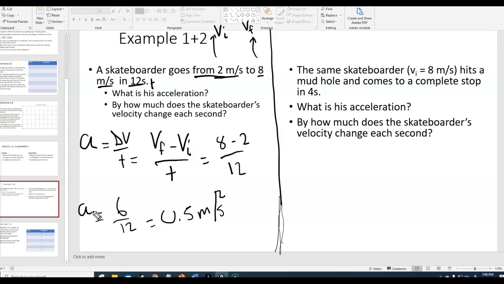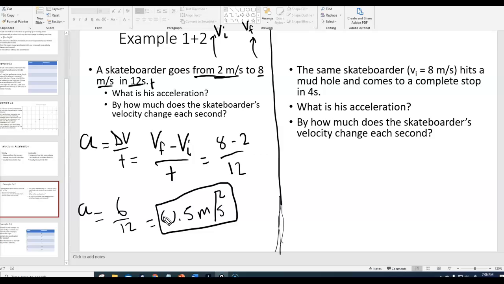Now the second question is, by how much does the skateboarder's velocity change each second? See if you can figure that out. The answer to the second question is 0.5 meters per second squared. That is the definition of acceleration. The velocity changes by this amount each second. So in other words, the question "what is the acceleration?" and the question "how much does the velocity change by each second?" are the same question. It's trying to get you to understand the definition of acceleration.